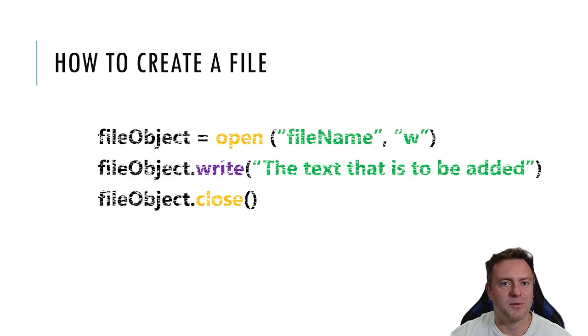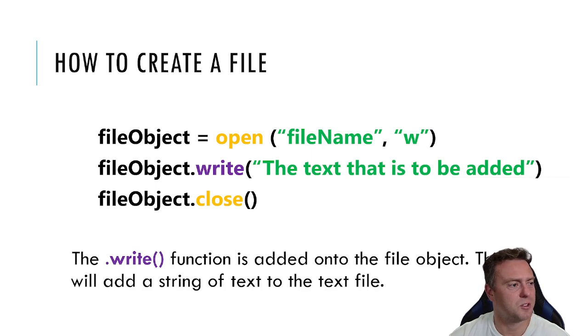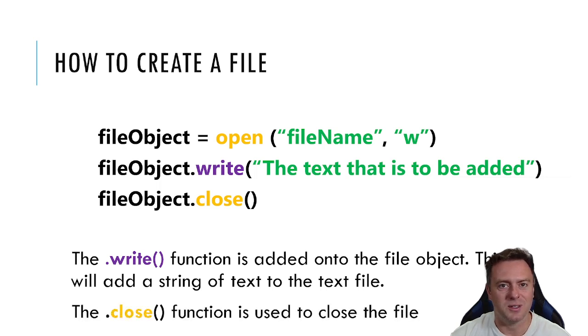So how do you create a file? Pretty easy. You go file object is equal to open file name, and then W, and then you go file object write, and that will write that bit of text into the file, and then file object dot close. So the dot write function adds information to the file object, and this will just add some string to the text file as you're building it. Notice that you close the file at the end like a good samurai.